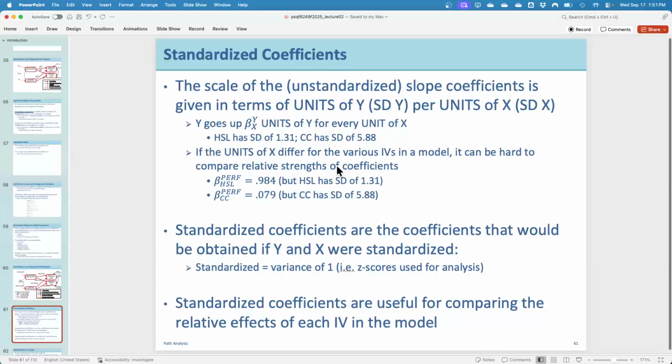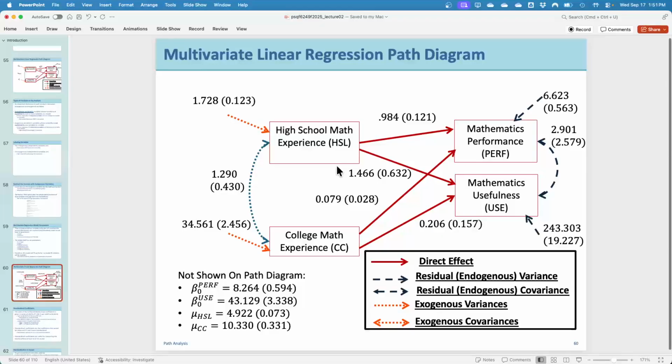So let's talk a little bit more about that. The scale, we just saw, these are the unstandardized values right here, meaning when I described this, I said for a one course increase in high school, performance goes up by 1 point almost, right? Yes, question.